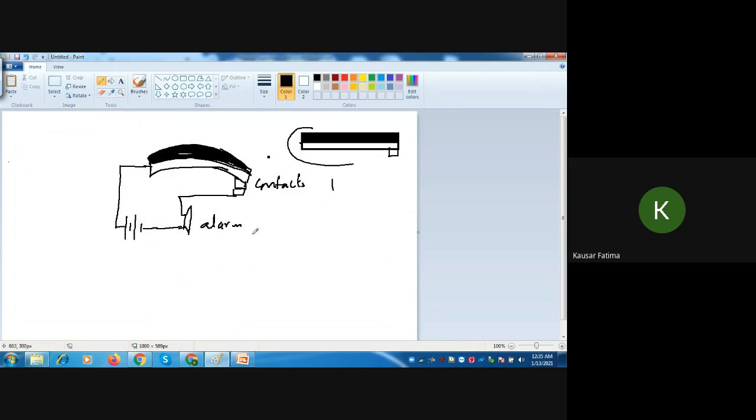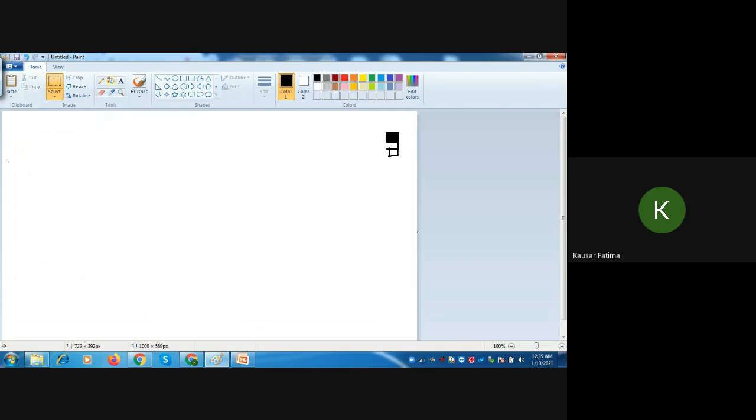So that can be a simple fire alarm. In the same way, we can use this thermostat in the electric iron. The use of the thermostat in the electric iron we will study later, but here I will explain one more example of this.